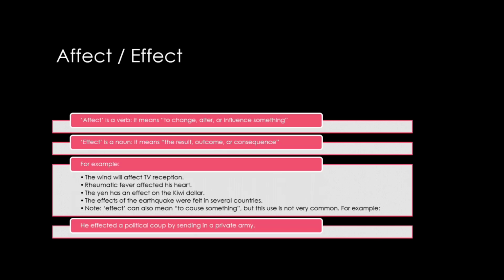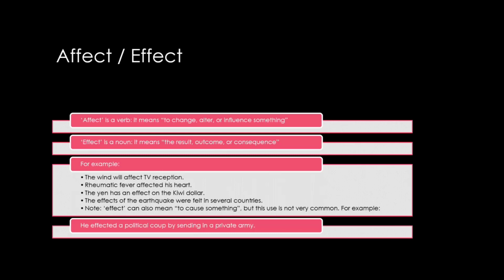The wind will affect reception. Rheumatic fever affected his heart, right? So it changed, it influenced. The fever influenced his heart. The wind influenced the reception. The yen has an effect on the Kiwi dollar, right? So it has a consequence on.